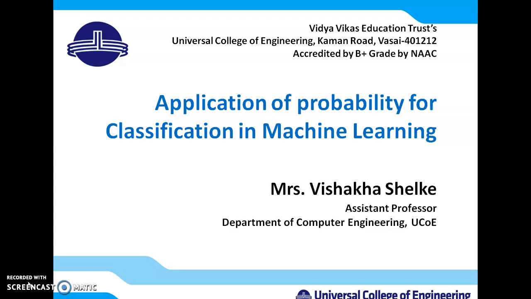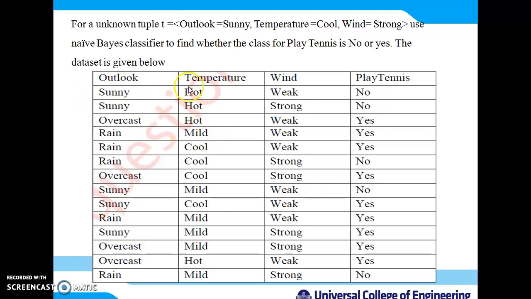Okay, so let's go to our example. As you are aware, we have seen the example of the play tennis dataset. Here we have to take a decision for an unseen tuple, or I can say unseen record, where the given parameters are outlook is sunny, temperature is cool and wind is strong, and we have to decide whether we should play tennis or not. You can see that this combination is nowhere in this table.